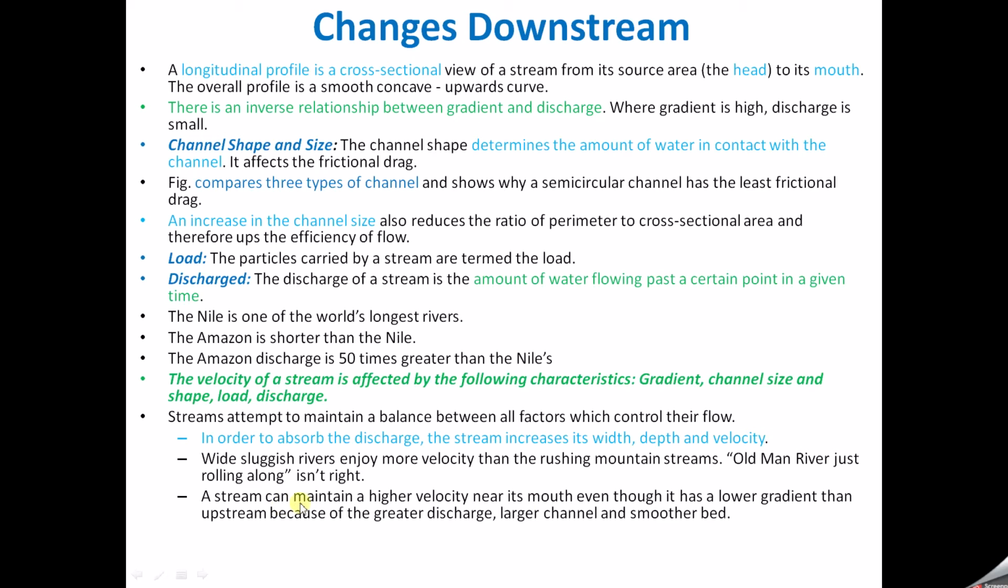A stream can maintain higher velocity near its mouth, though it has a lower gradient than the upper stream, because of the greater discharge at the mouth. The lower part has greater discharge, a larger channel, and a smoother bed.